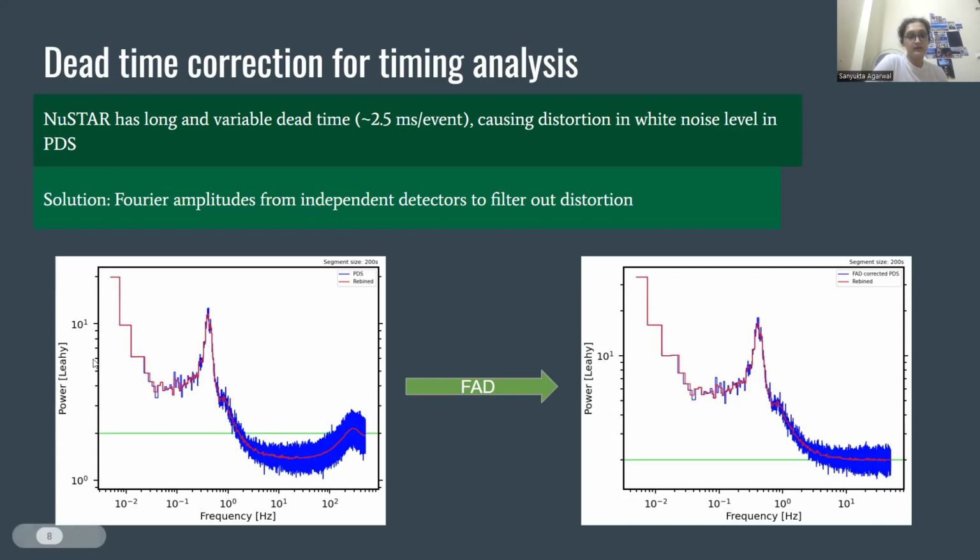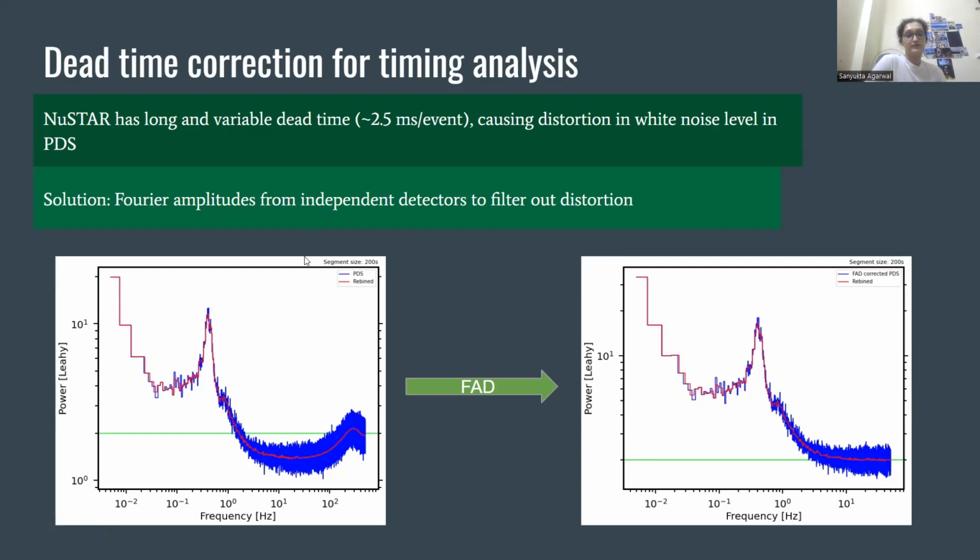So here you can see a non-corrected PDS, as you would extract from NuSTAR data. And here on the left, there's a dip in the white noise level and it goes back up, which is not usual. It's unexpected. So to solve this issue, we use Fourier amplitudes.